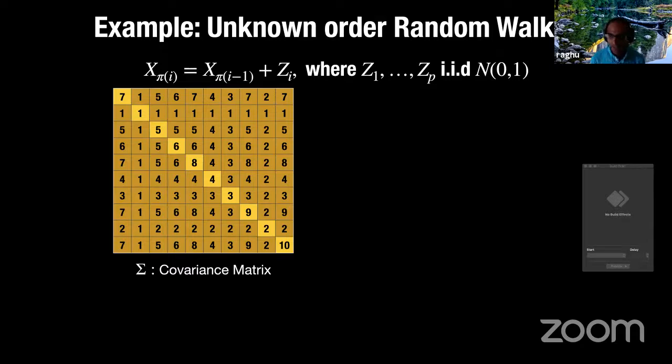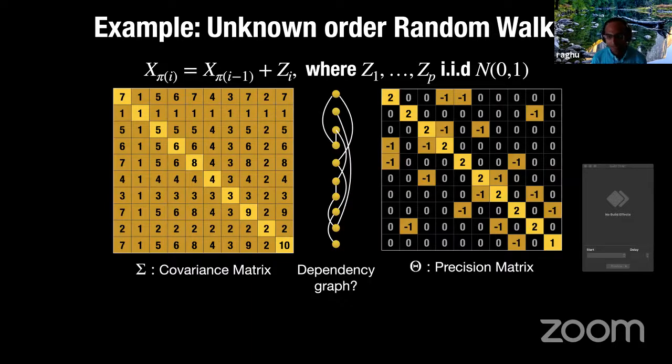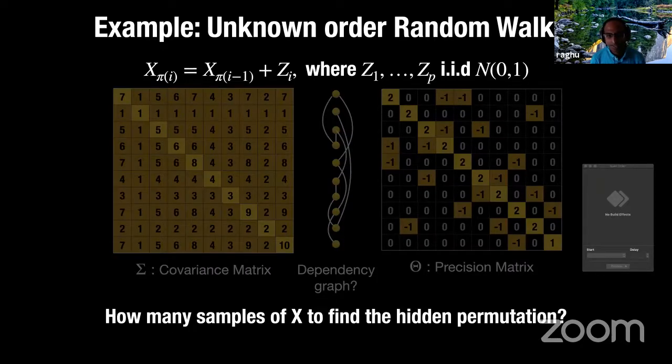What does the covariance matrix look like? This is something I generated using a random permutation. It doesn't look so nice, but it's still very dense. And how about the precision matrix? It's also some jumbled version of the older matrix, and the dependency graph is still a path. And the learning problem for us is: I give you samples from X, and our goal is to find the hidden permutation. How many samples do I need to uncover the hidden permutation? And this is just a toy version of the problem to have a concrete example in mind.